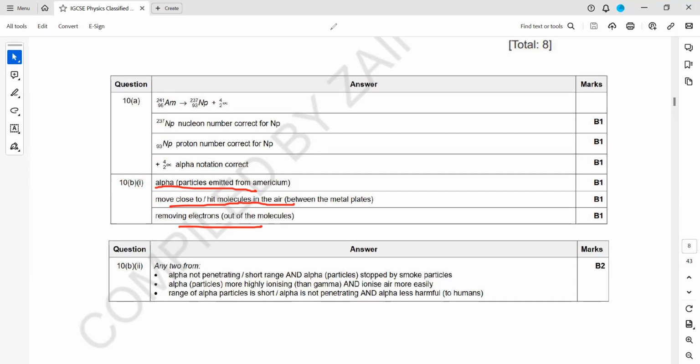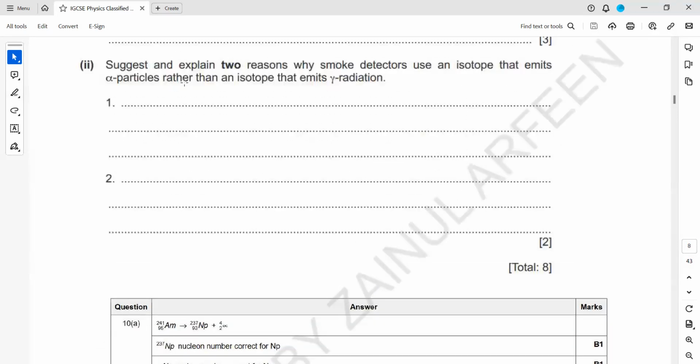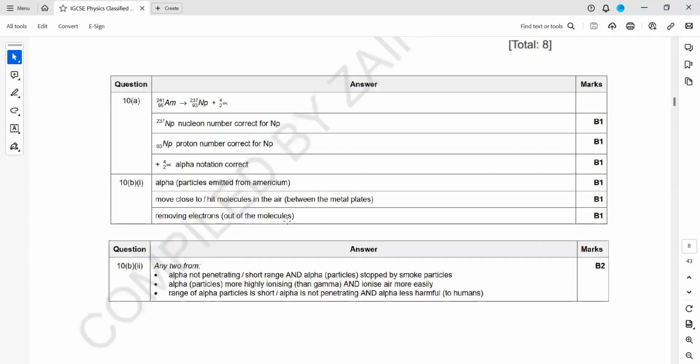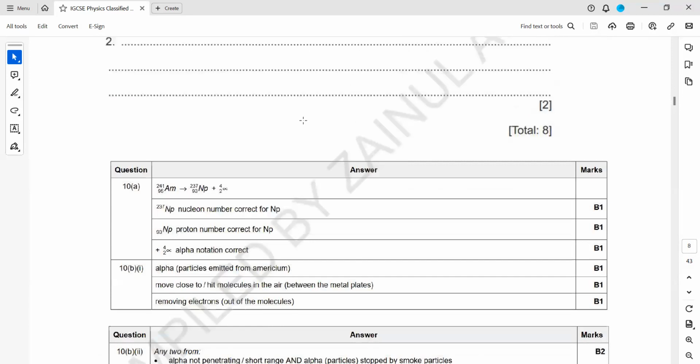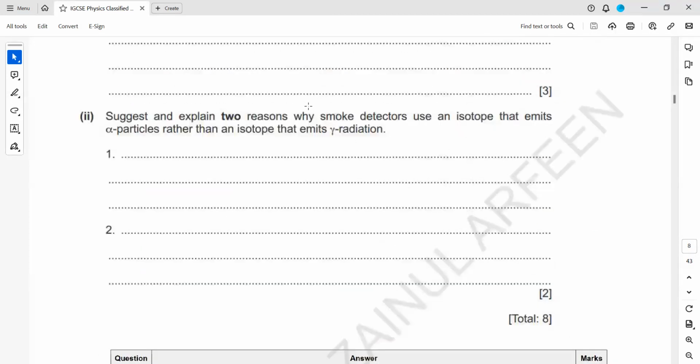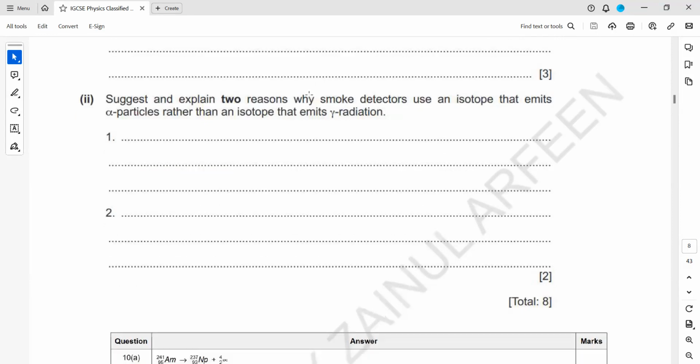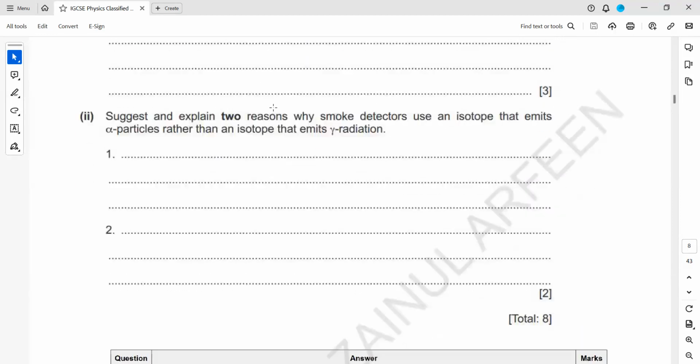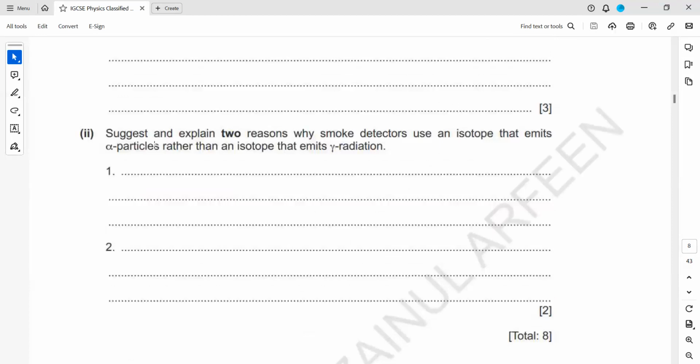And then next: suggest two reasons why alpha is used rather than gamma. One is short range. Alpha has a short range. Otherwise, if it was gamma, it would be dangerous because gamma has a long range. If a person is exposed to gamma radiation, long-term exposure can cause cancer. So one reason is related to the danger of radiation. Alpha has a short range, so it can remain in the same space.